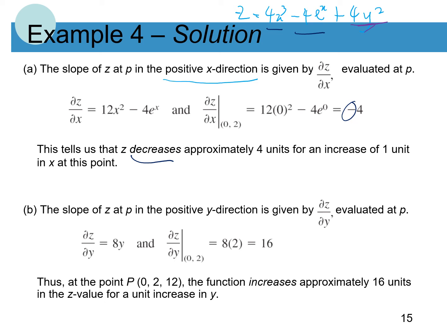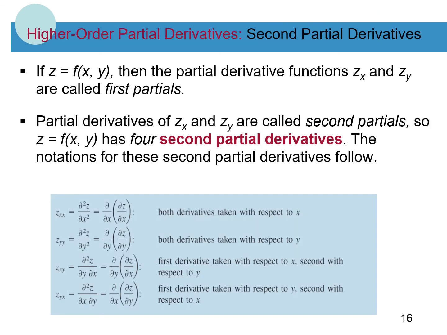Therefore, we can substitute y equal to 2 into the equation that we found just now for dz over dy. Then we found that it is equal to 16. This 16 means that at the point P, that is (0, 2, 12), the function increases approximately 16 units in the z value for a unit increase in y.